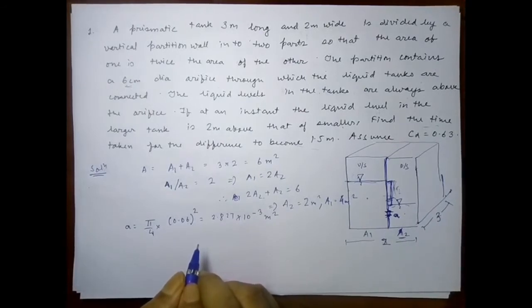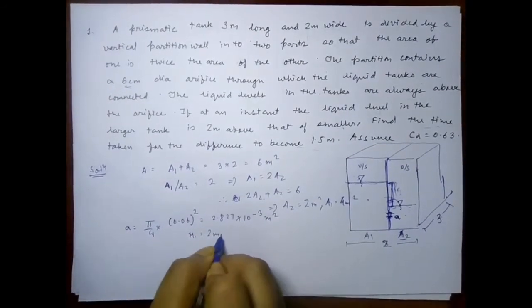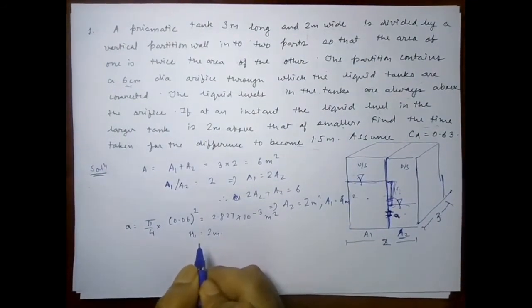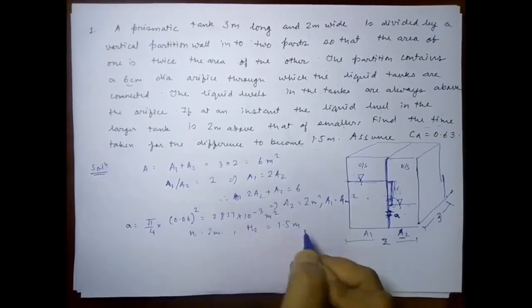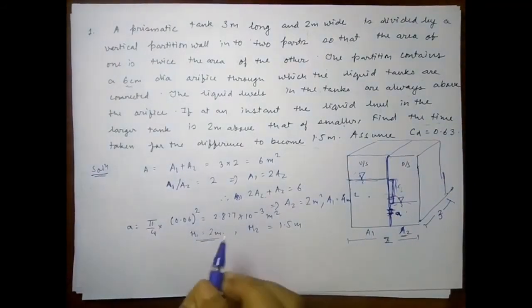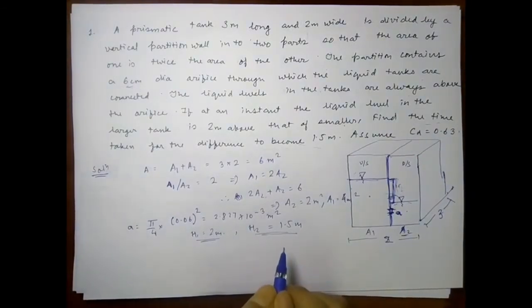So now H1 is equal to 2 meters and H2 is equal to 1.5 meters. Suppose this is the initial height difference, 2 meter, and the final height difference H2 is equal to 1.5 meter.